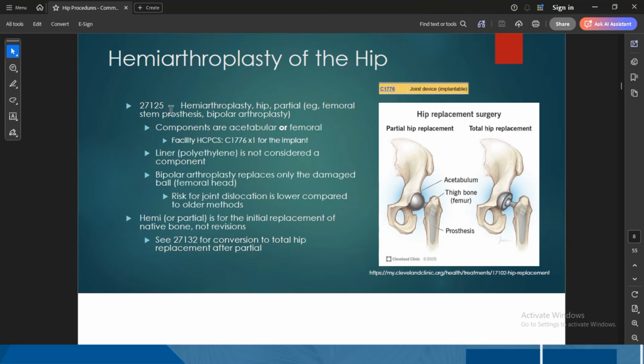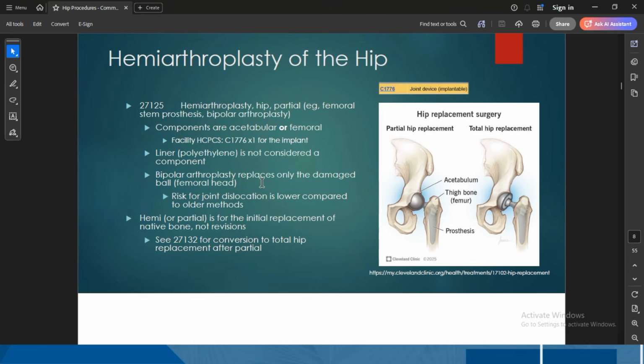So first we have the code 27125, hemiarthroplasty hip partial. Partial means the physician will replace only one component, either the acetabular component or the femoral component. Based on your facility guidelines, we need to use C1776 times 1 for the implant. Next, the liner is not considered a component for knee or hip replacement.